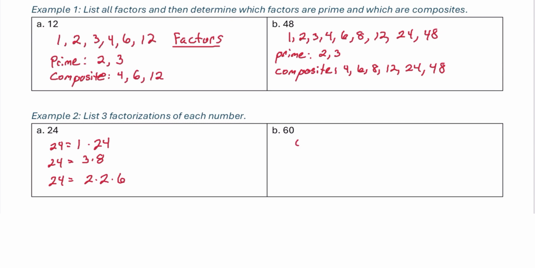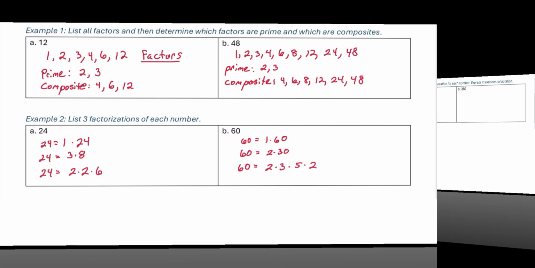For 60, we could rewrite 60 as 1 times 60, or we could rewrite it as 2 times 30. Or if we wanted more than two factors, we could try 2 times 3 times 5 times 2.